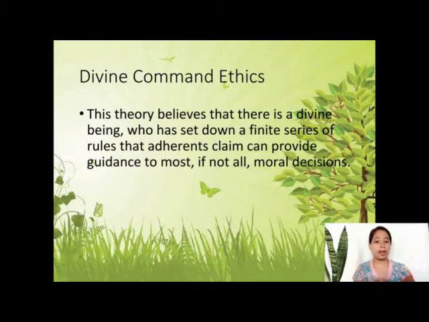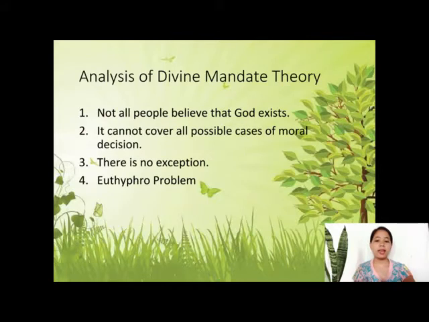Muslims, they have Allah. Next is the analysis of the divine mandate theory. First, not all people believe that God exists. Second, it cannot cover all possible cases of moral decision. Third, there is no exception. And lastly is the Euthyphro problem, which means that if it says so, does it really mean that it is morally good and acceptable, or is it immorally unacceptable?